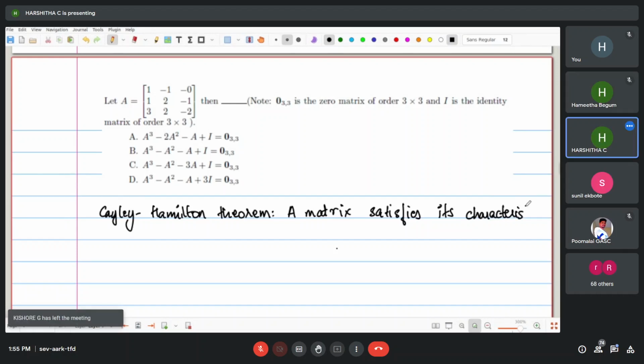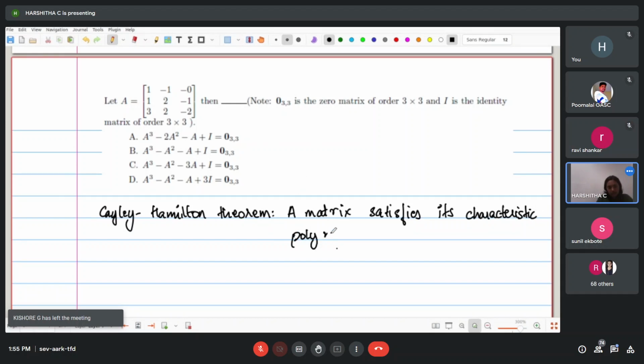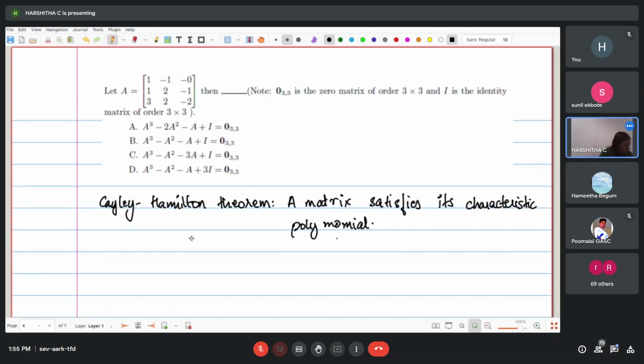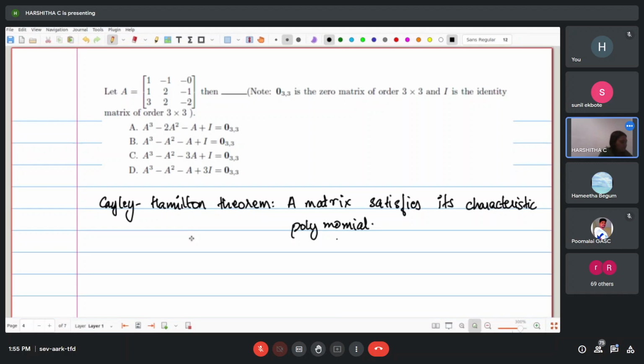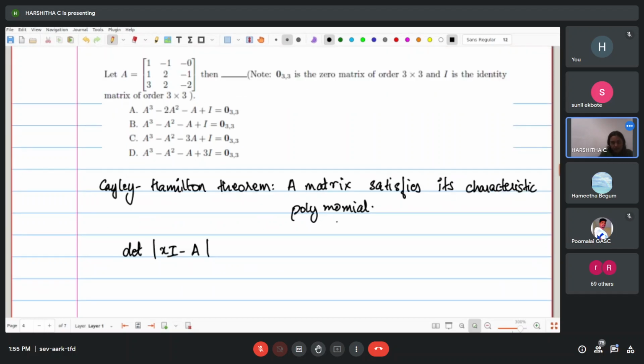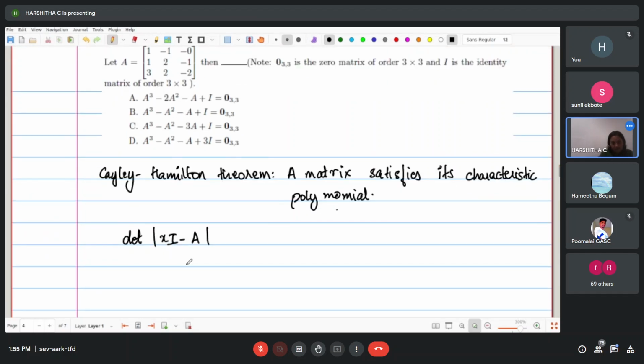So it satisfies its characteristic polynomial. Here we'll just find out what the characteristic polynomial is. How do you compute the characteristic polynomial? We compute the determinant of either xI minus A or A minus xI. Doesn't matter. This is what we want to compute.